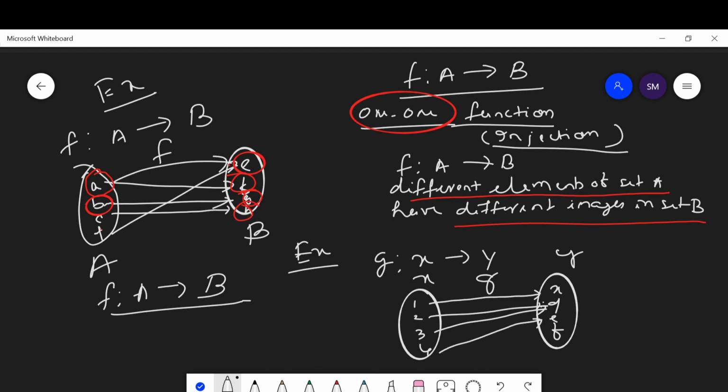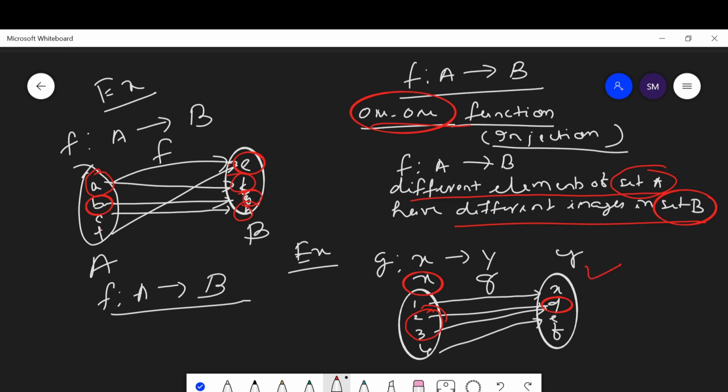Then this is not a one-one function, because 2 and 3 in set X have the same image D. This is not one-one, because a one-one function says that different elements of set A have different images in set B. But here 2 and 3 are different elements of set X but have the same image in set Y.